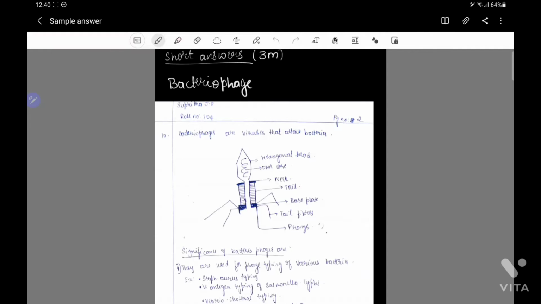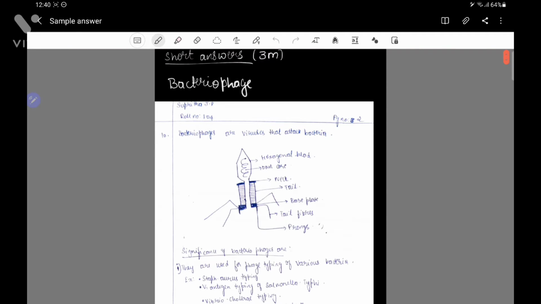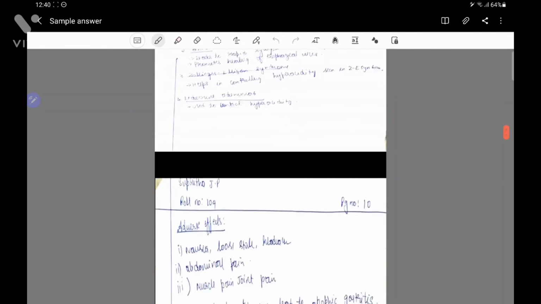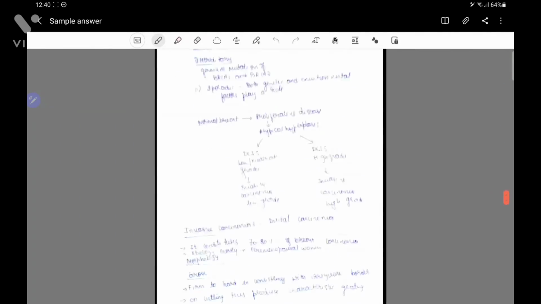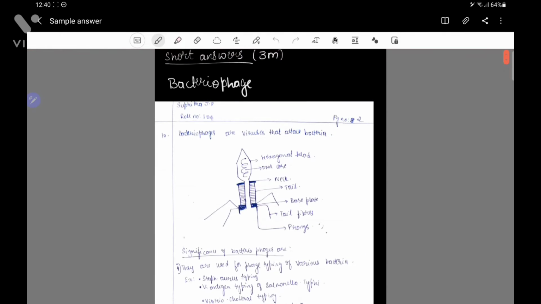So now coming to the sample answers, I have explained three answers, a 3 marker, a 5 marker and a 10 marker. The 3 marker is from microbiology, the 5 marker from pharmacology and the 10 marker from pathology. I'll just try to give you guys the overview of the idea that I showed you here, how I have used it here.